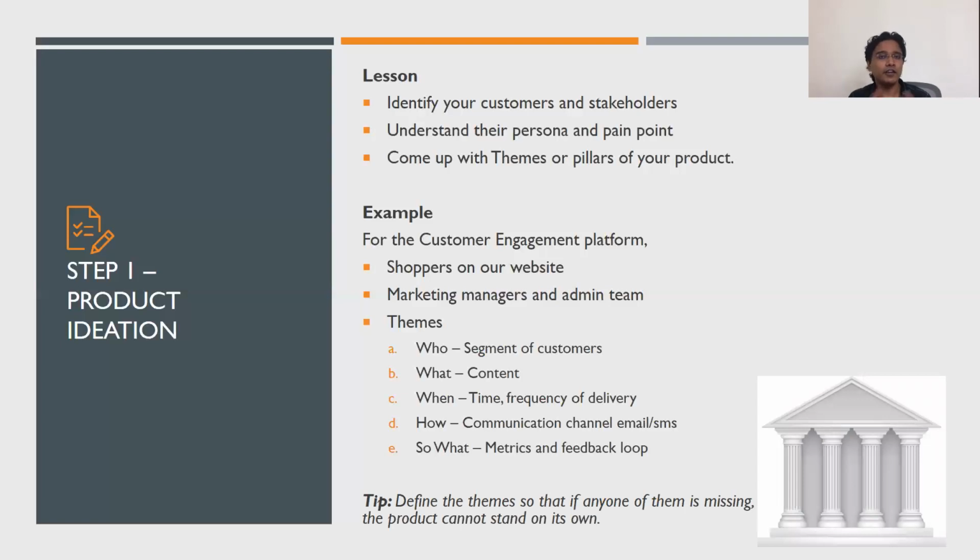So let's talk about the tip. For this particular one, the pillars. When you think about themes, it's like pillars. If you take away one of the pillars, your product really can't stand on its own. So in our example, if you take away the content or the what, your product cannot stand. Or if you take away the so what part, then your product really can't stand because you can't measure the success. So that is how you look at product ideation: from the customer, you understand the pain points, then you move towards building your product themes.